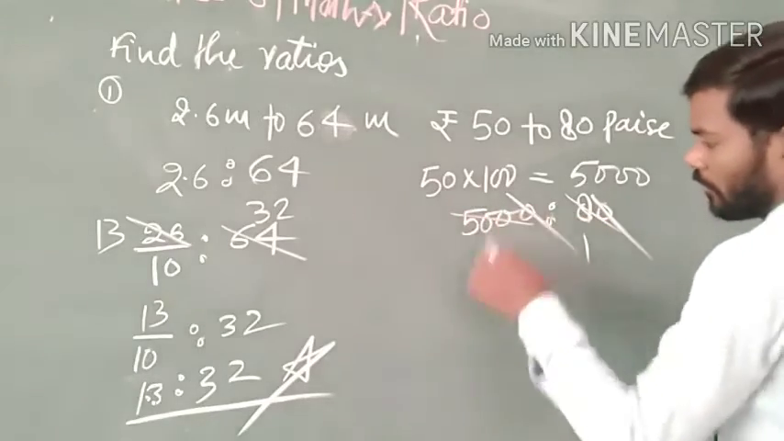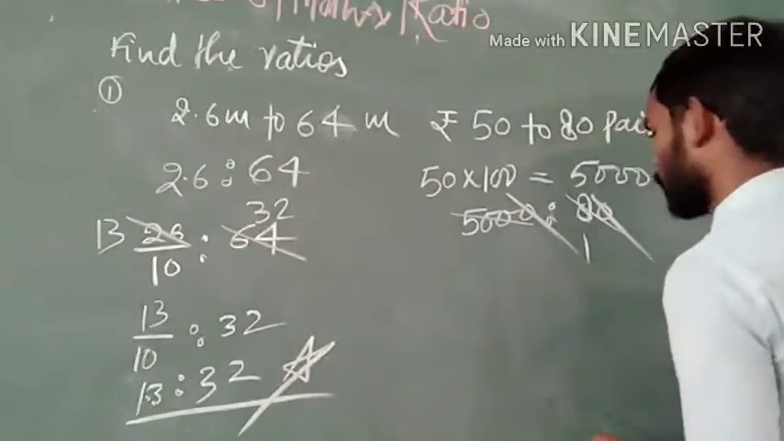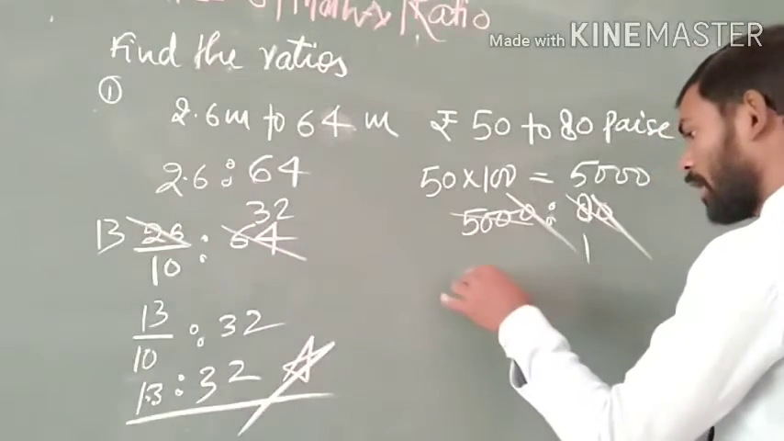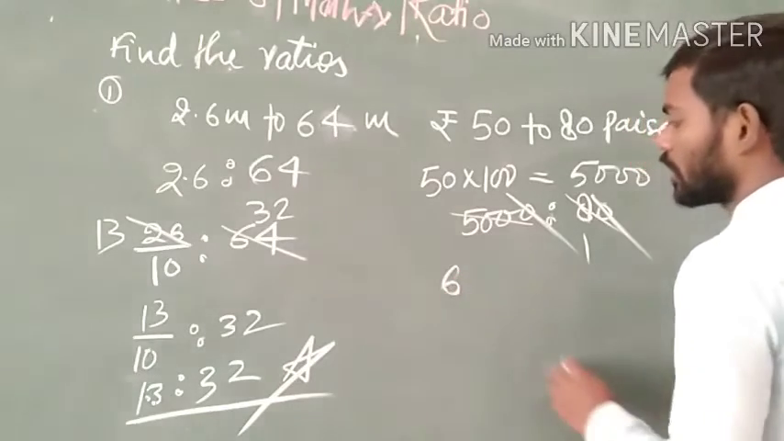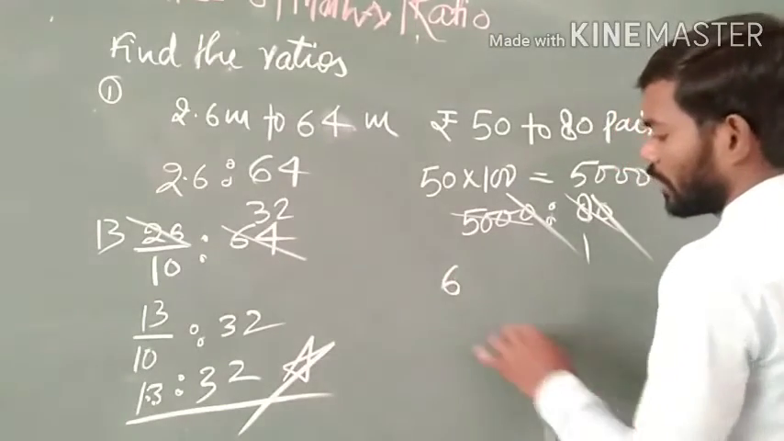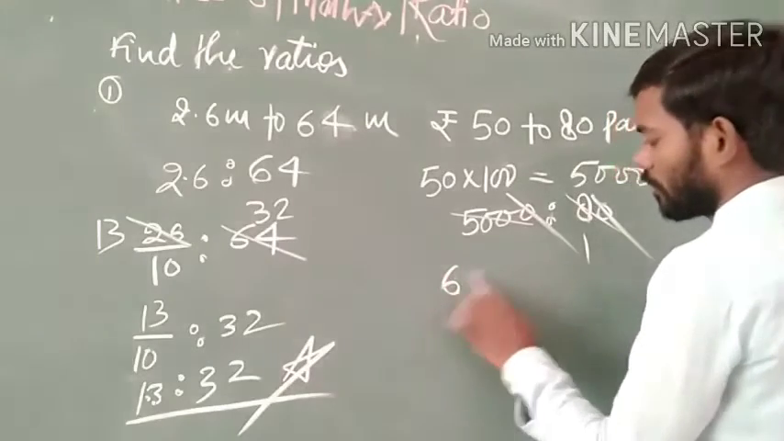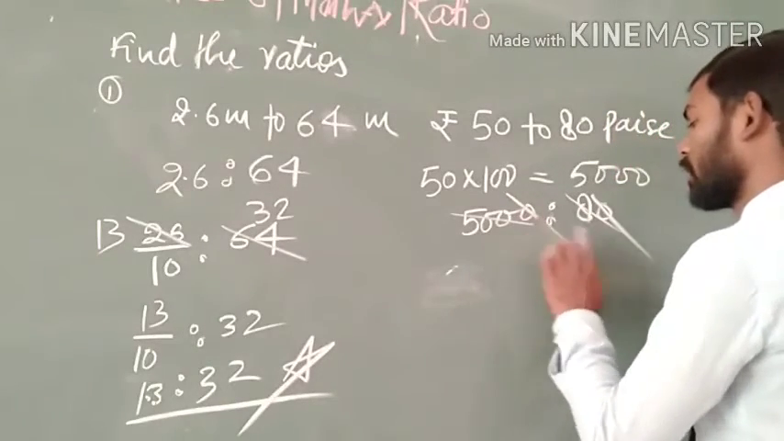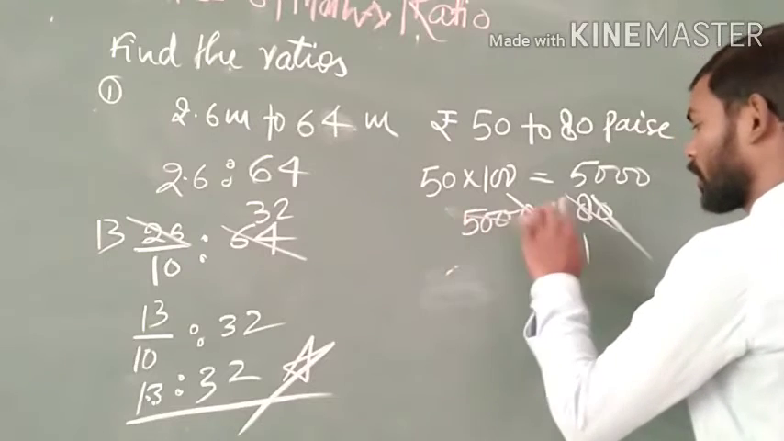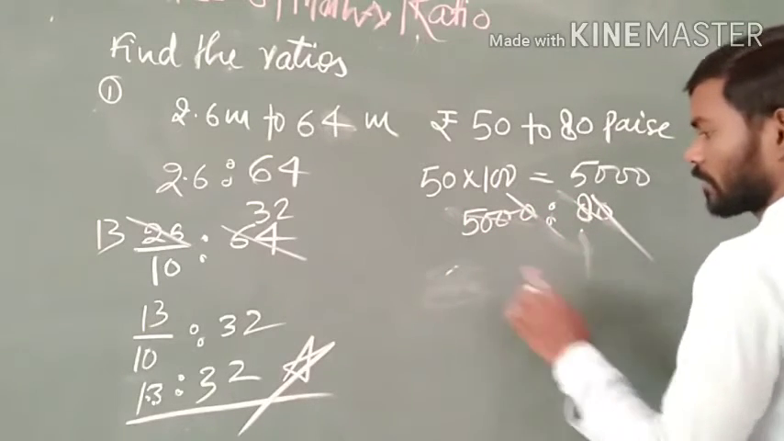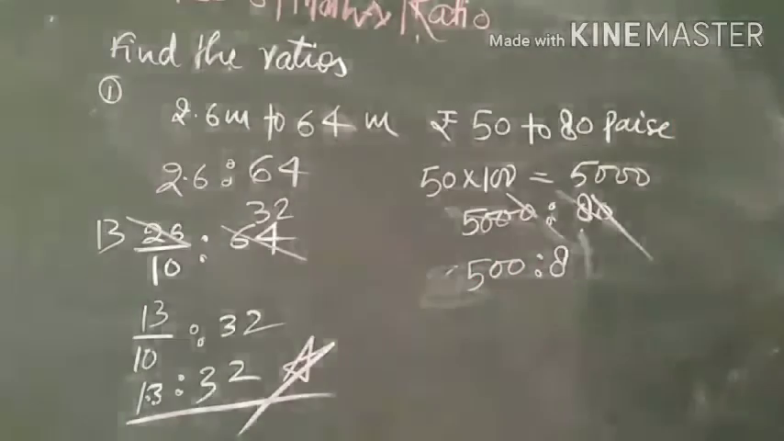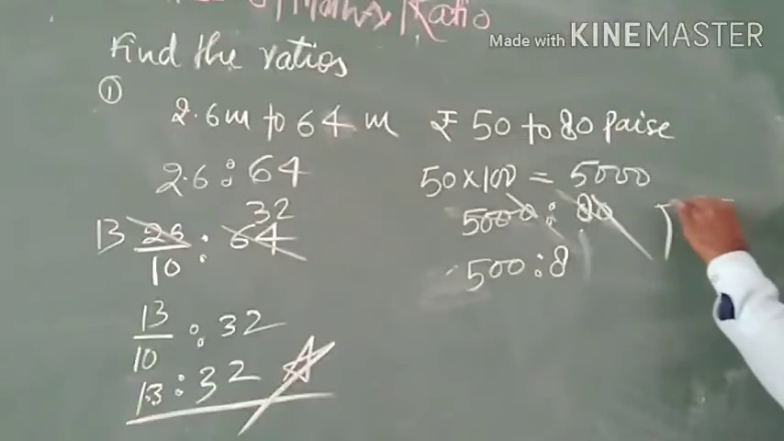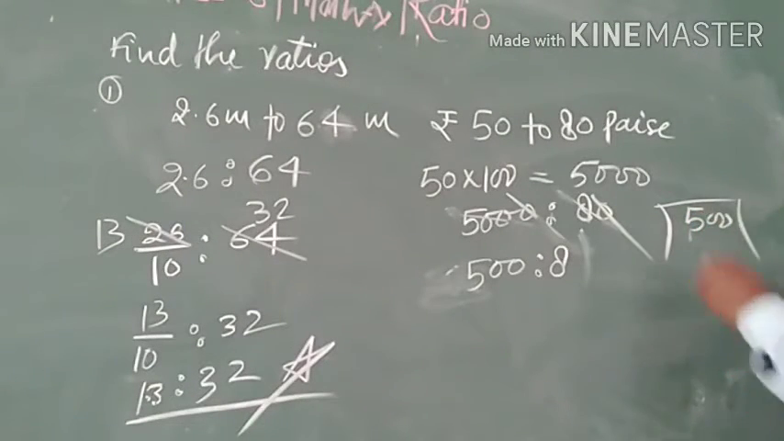Sorry, 8 1s are 8. 8 5s are 40, 8 6s are 48. First of all, let me write this like this. 0 and 0 cancel out, and don't cut them. And here we get 500 ratio 8. You can divide it here by actual division. 500 divided by 8. 8 6s are 48.